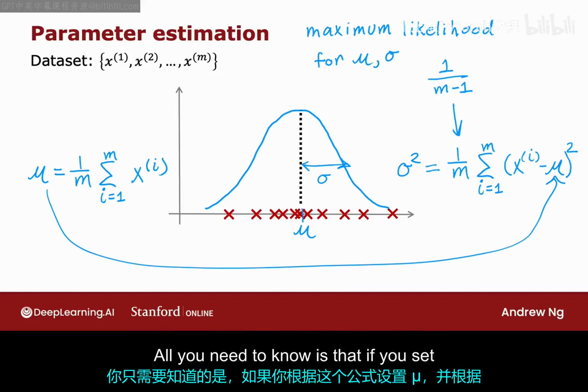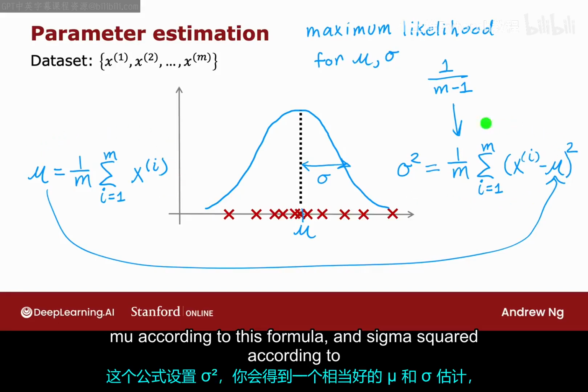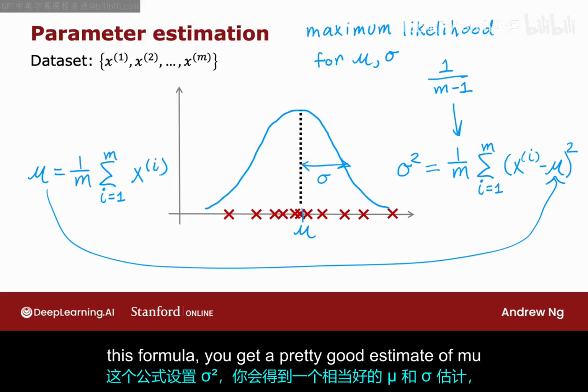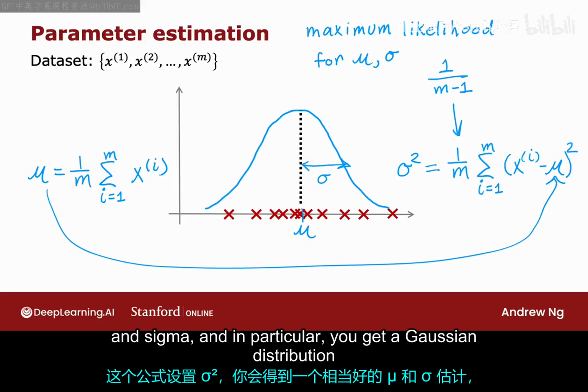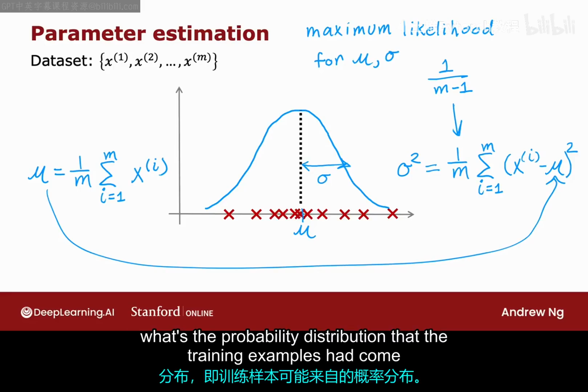All you need to know is that if you set mu according to this formula and sigma squared according to this formula, you get a pretty good estimate of mu and sigma. And in particular, you get a Gaussian distribution that will be a plausible probability distribution in terms of what's the probability distribution that the training examples had come from.